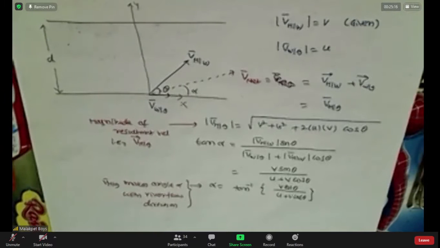He is asking the net velocity. Whenever a vector quantity is asked, we should give the magnitude as well as direction. Understood this? Yes, sir.